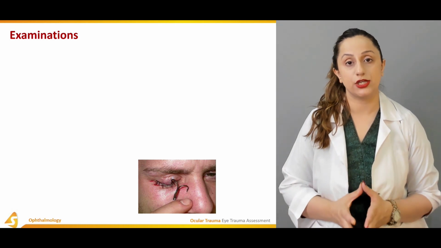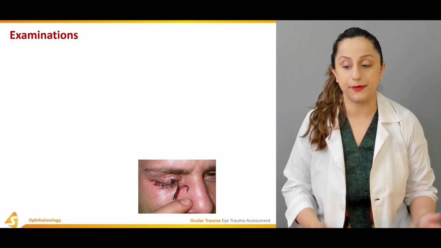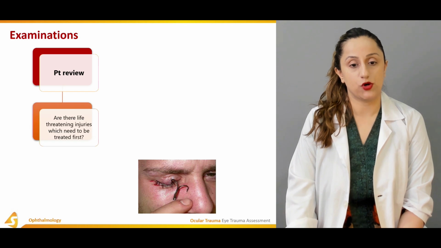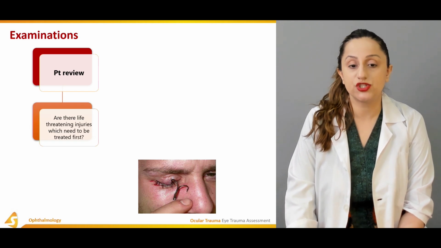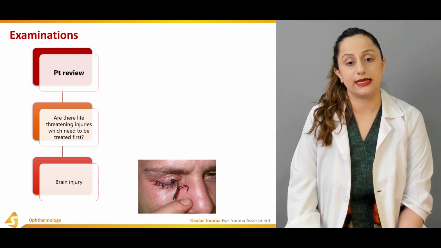Then we move on to the complete, detailed examination of the person with and without a slit lamp. Over here, a patient review is very important. Are there life-threatening injuries which need to be treated first? And the brain injury has to be sorted at this level as well.